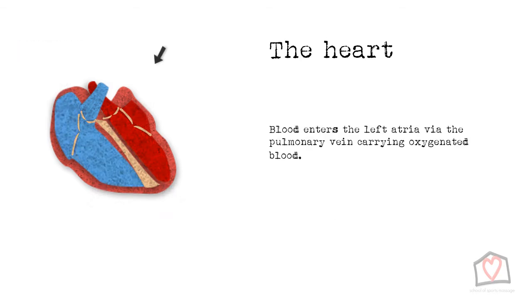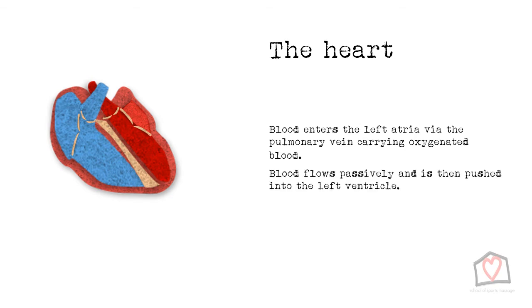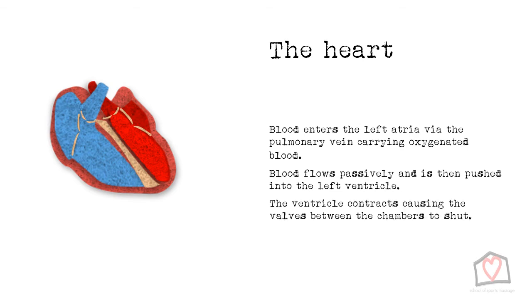Blood enters the left atria via the pulmonary vein. This is carrying oxygenated blood from the lungs under low pressure. The blood then starts to flow passively into the left ventricle. This flow of blood is then completed by contraction of the atria. At this point, the left ventricle will contract.